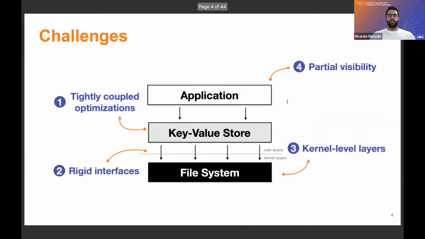Let me just show you a simple example of this challenge that we are having. So let's consider a simple I/O stack made of an application, a key value store. A key value store is basically a storage system that stores and retrieves data in a key value format, and these files will be then stored at a traditional file system, at the kernel space.